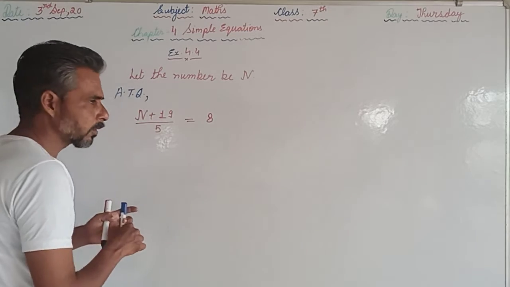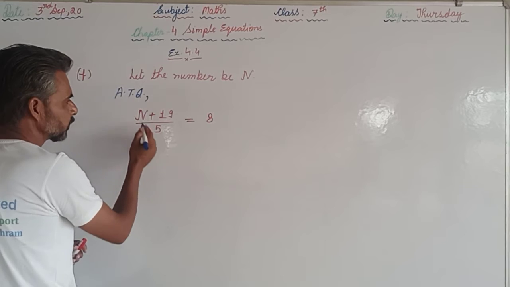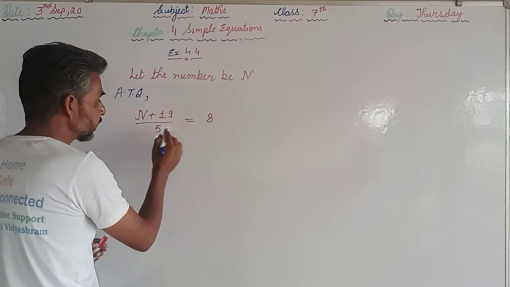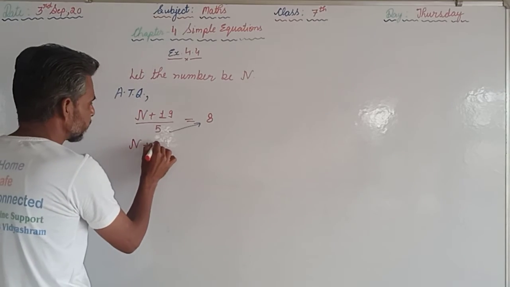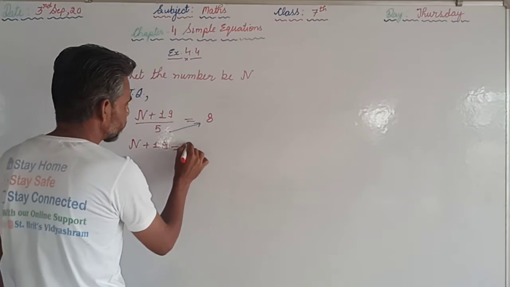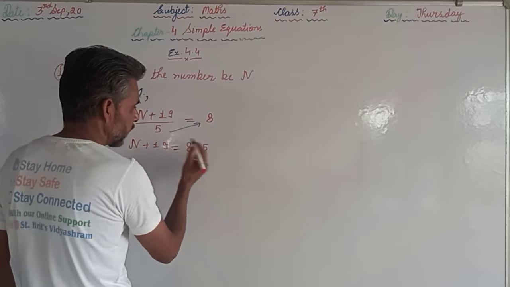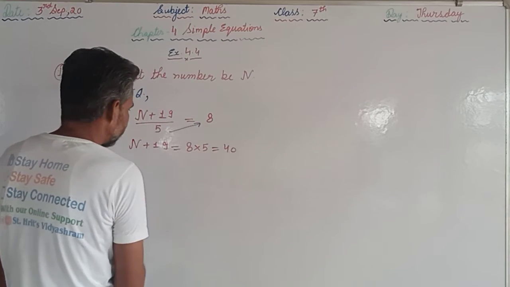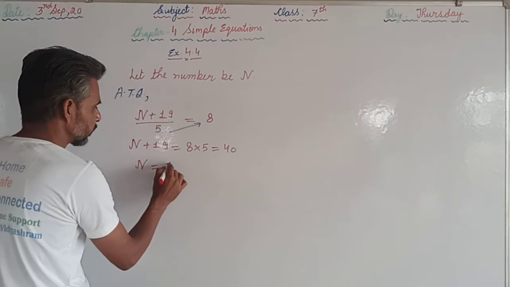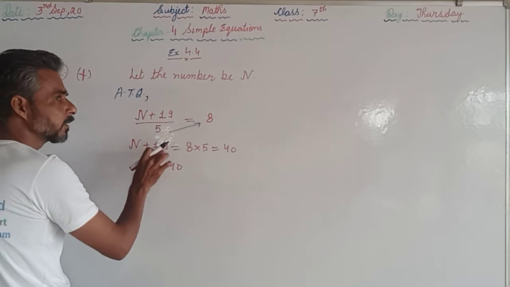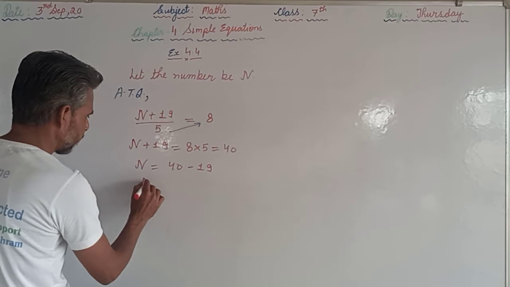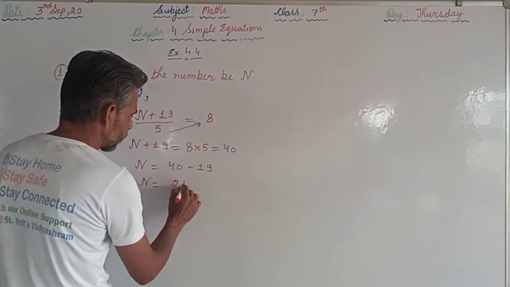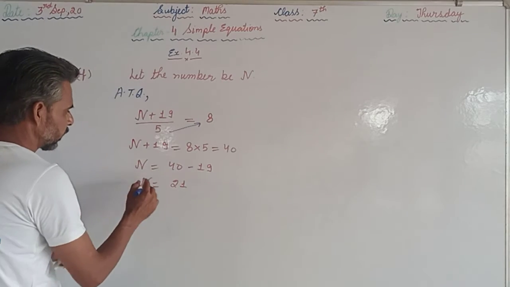Now we are supposed to solve. 5 on this side is dividing the sum, so on this side it will multiply. So n plus 19 is equal to 8 into 5, 8 fives are 40, so n plus 19 equals 40, and 19 is plus, that will become minus on this side, so n will be equal to 21.